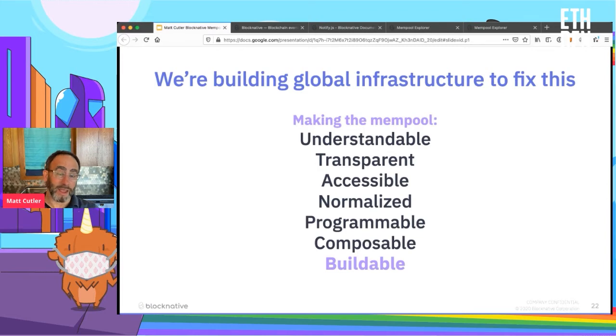So at the end of the day, we here at Blocknative are all about making the mempool a buildable component of the ecosystem, just like everything else, on equal footing. And unfortunately, it's not there right now, but we're making pretty rapid progress, and we're pretty excited to share that.